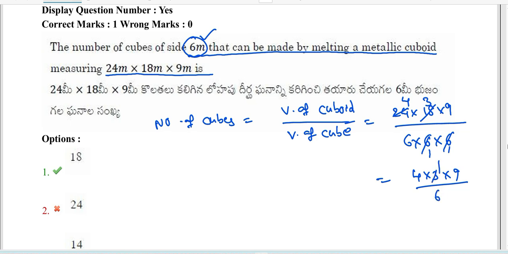This can be written as 3 to the 1, 3 to the 2, 2 to the 1, 2 to the 2. So what is left out? 2 into 9, that is 18. That means with the help of this cuboid, by melting it, we can make 18 such cubes whose each edge is 6 meters. So the first option is the correct answer.